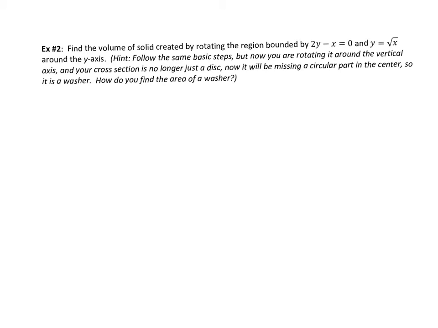Alright, find the volume of the solid created by rotating the region bounded by 2y minus x equals 0 and y equals the square root of x around the y-axis. Okay, we're going to follow the same basic steps, but now we're rotating around the vertical axis, and our cross-section is no longer just a disk. Now it's missing a circular part in the center, so it's a washer.